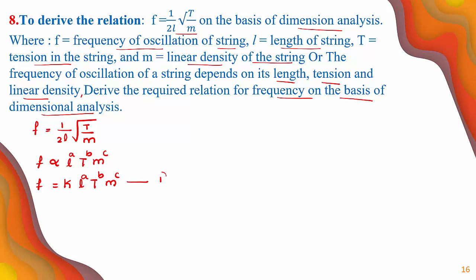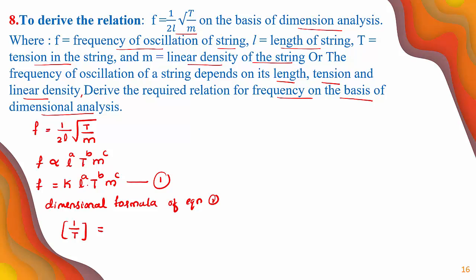Let us take it as equation number 1. Now we have to write their dimensional formula. So therefore, dimensional formula of equation 1. F indicates frequency. Frequency is what? 1 by T. F equal to 1 by T is equal to K. This is a dimensionless constant. Leave it.